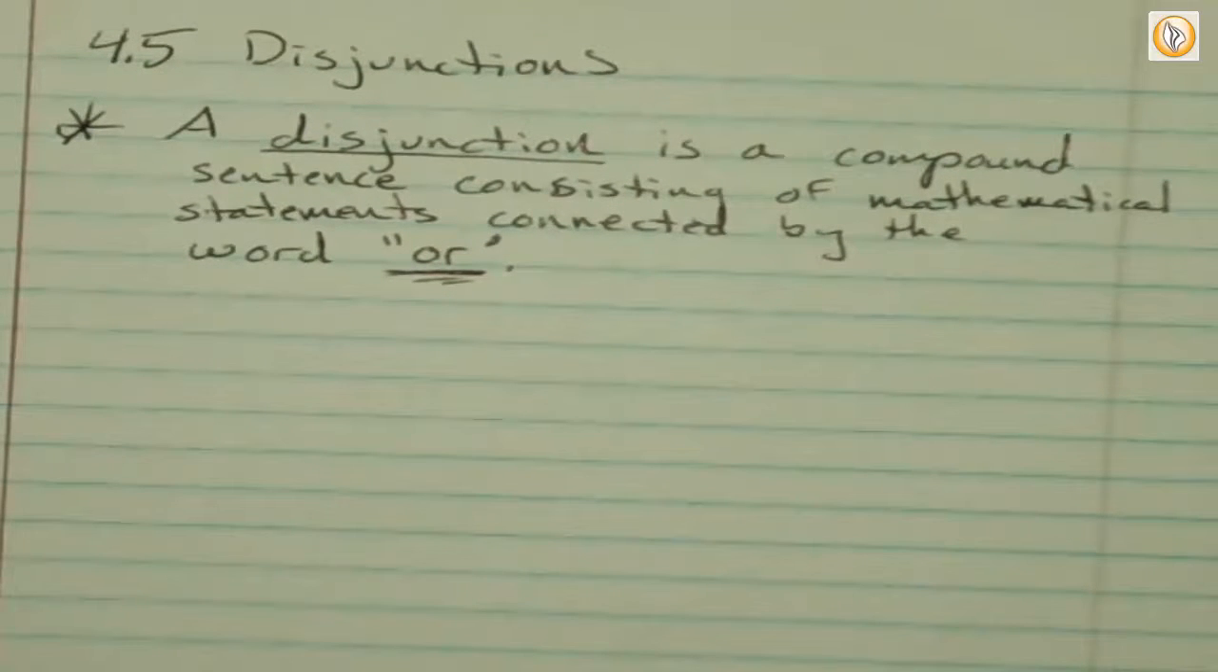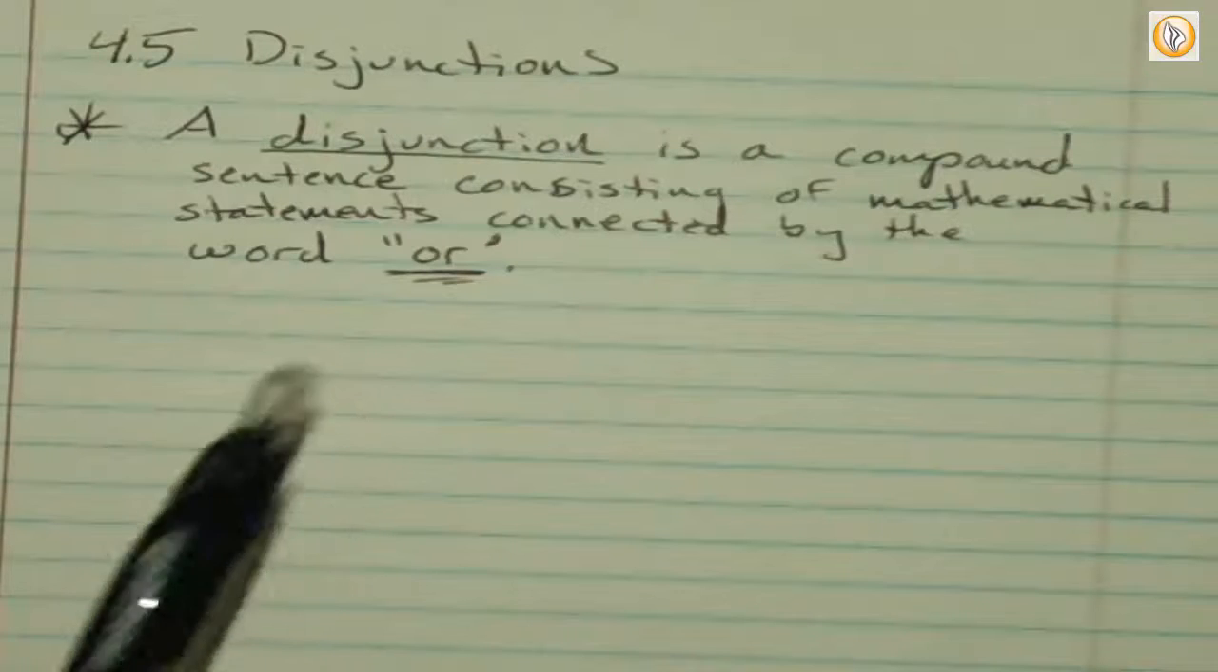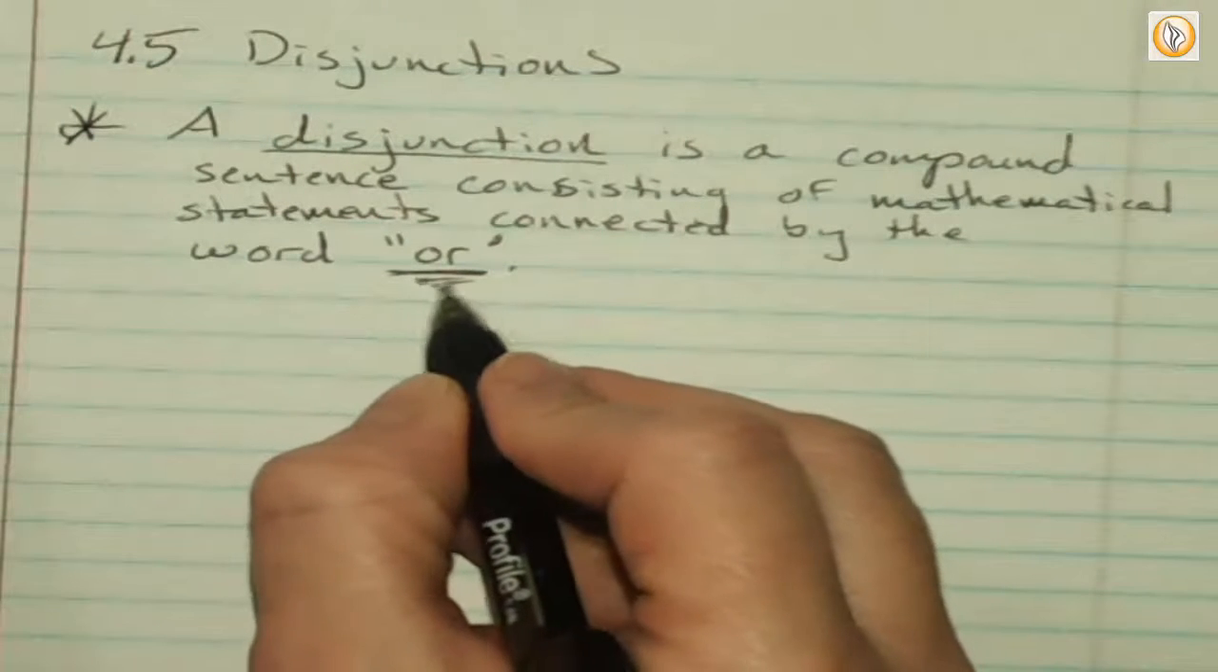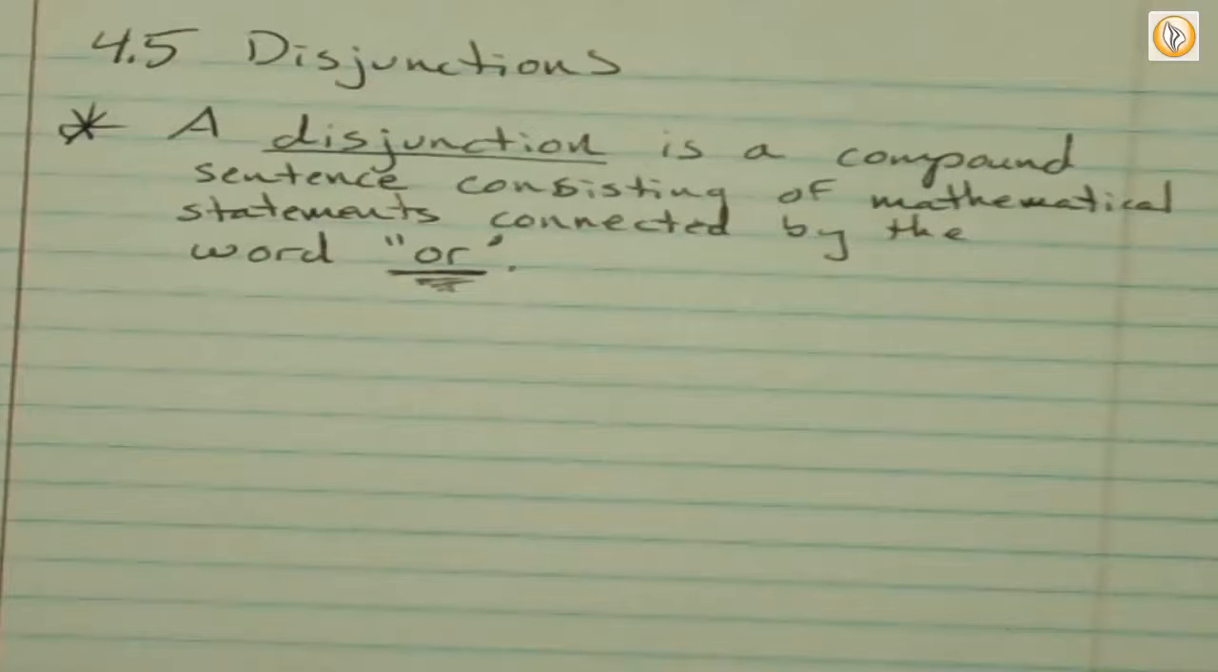All right, a disjunction. Guys, this is like the same thing as conjunction. There's just one slight difference. Conjunction, what word were we using? And. This one is or. When we were doing conjunctions, we were looking for what they both had in common. This is going to be slightly different.